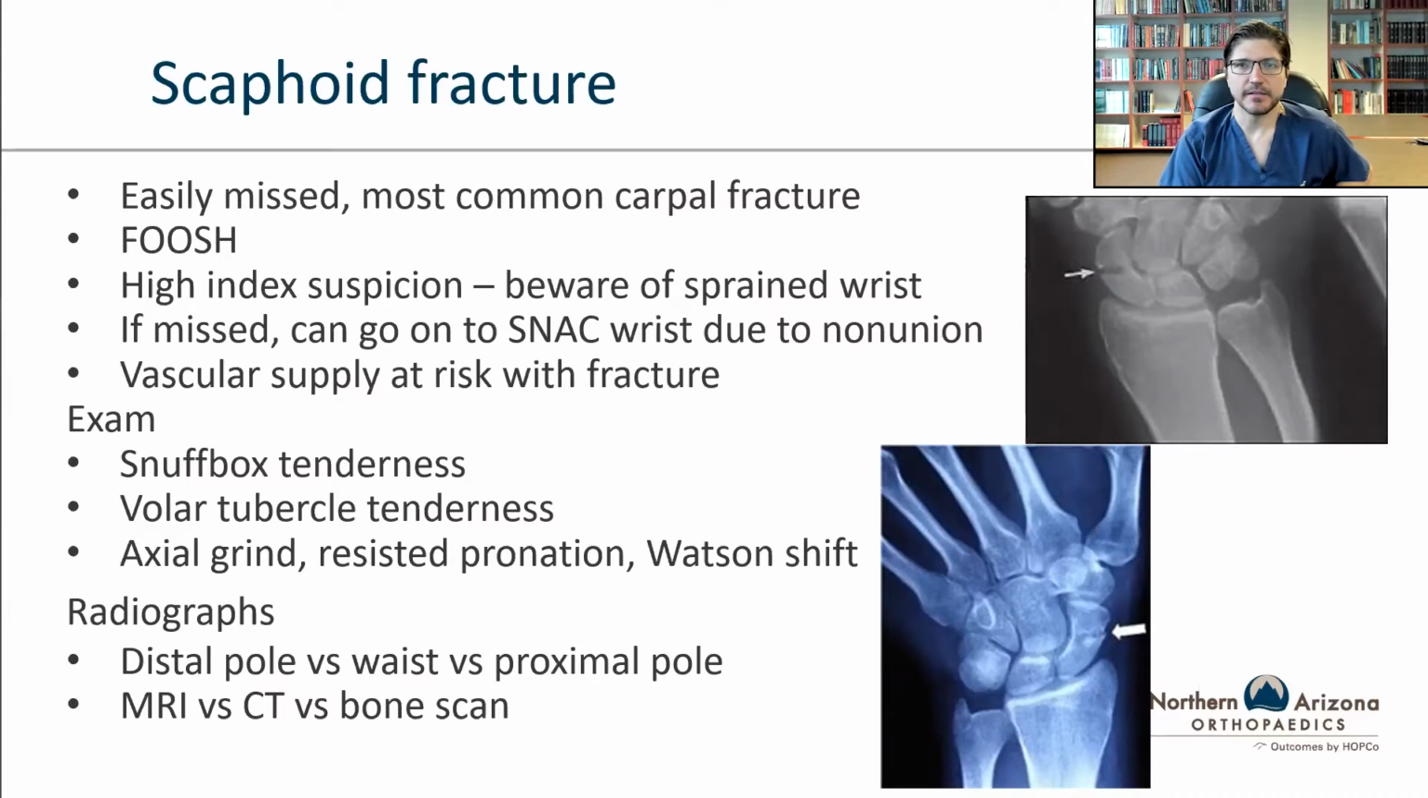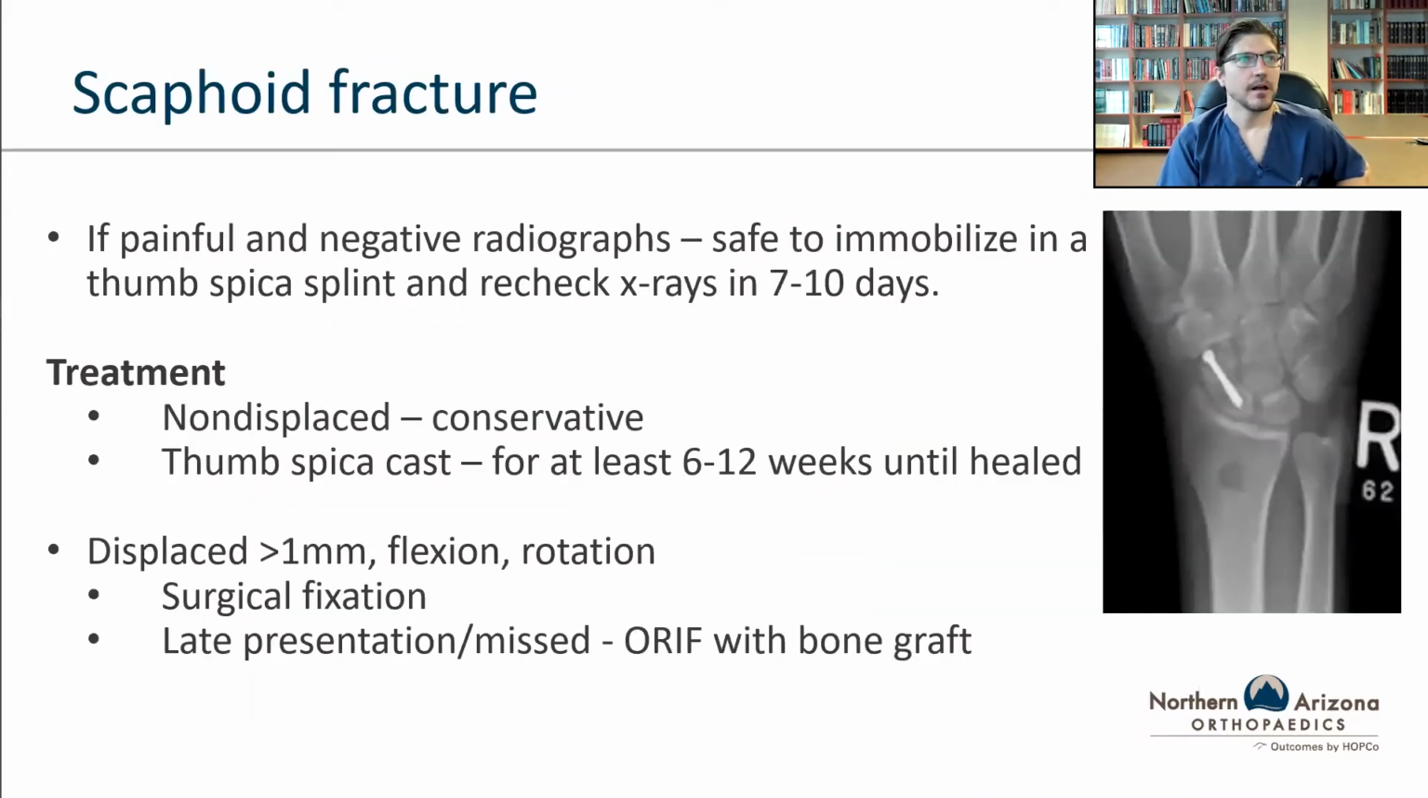If this goes on to what we call non-union, or it does not heal, it could be a devastating issue to the wrist down the road with arthritis and significant pain requiring fusion surgery. So it's something we take very seriously. And we start off with radiographs, looking exactly for these fractures, but occasionally we need to go on to more advanced imaging like an MRI or CAT scan.